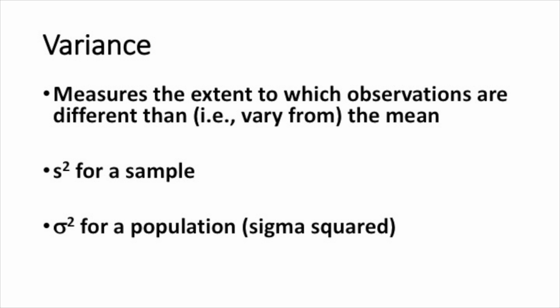The variance measures the extent to which observations are different than the mean. If all the observations are very close to the mean, the variance will be small. If the values vary quite a bit from the mean, the variance will be large. The notation that we use for the variance is s squared for a sample variance and sigma squared for a population variance. Here's a formula for a sample variance.